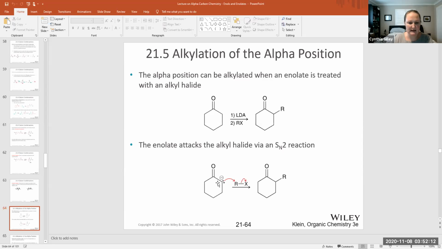Here it shows the mechanism from the enolate doing the SN2 reaction on the alkyl halide. So recall that with SN2 reactions, it's important to have unhindered alkyl halides. So this alkyl halide is most preferably either a methyl halide or a primary alkyl halide. With secondary or tertiary alkyl halides, the major mechanism that will occur is an E2 reaction, which will not provide the product that we want.